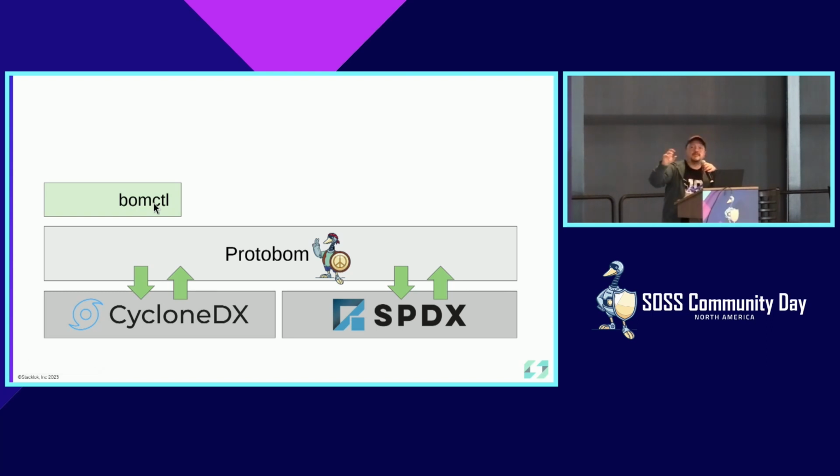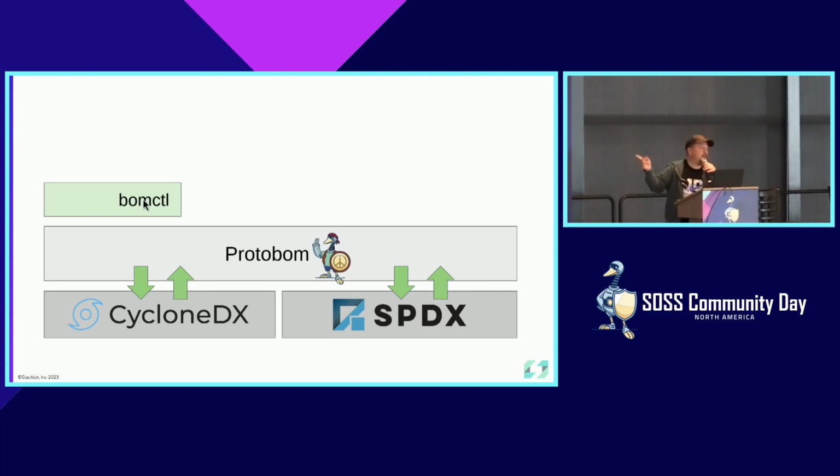So using bomctl, you will be able to do from your CLI, from your command line, things like querying those SBOMs, merging them, all of those things that people who are working with several SBOMs need to do, like combine them, all sorts of that goodness.